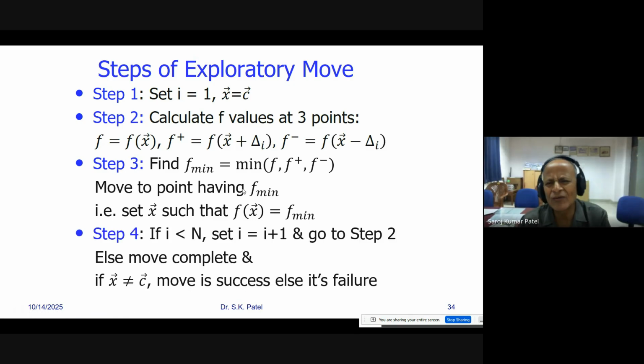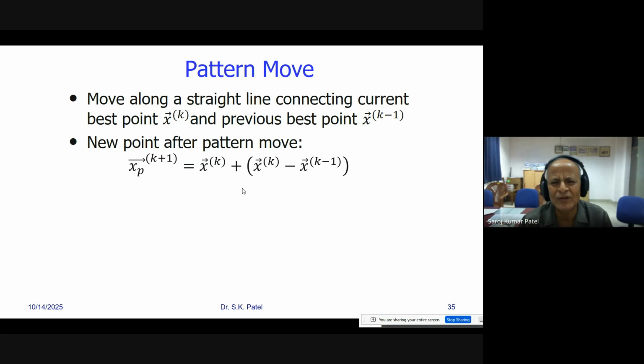Similarly, we search in all the directions, and then we proceed. Then in the pattern move, the next point to which we will move will be the current point plus the difference between the current point and the previous point, xk minus xk minus 1. Based on this difference, we take the next jump from the current point. Wherever we end up, that is the next point after the pattern move, xp, xk plus 1.